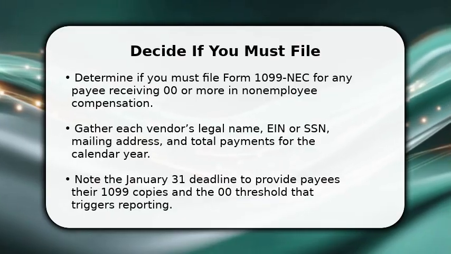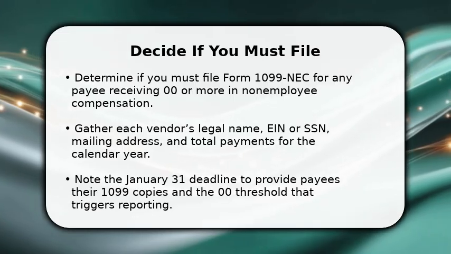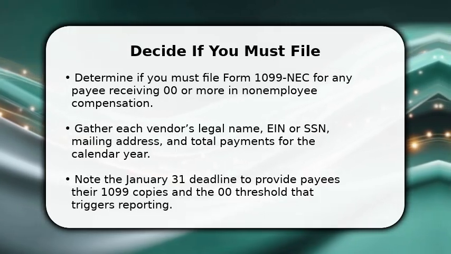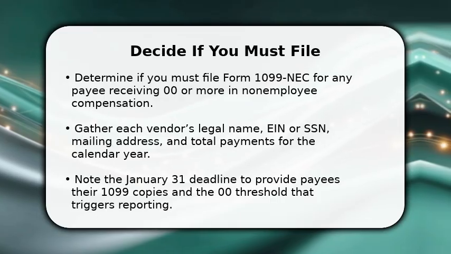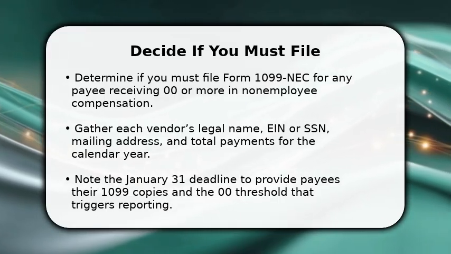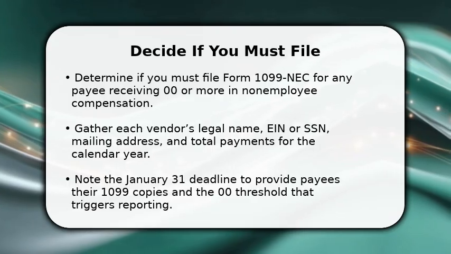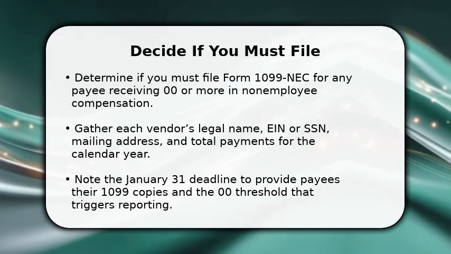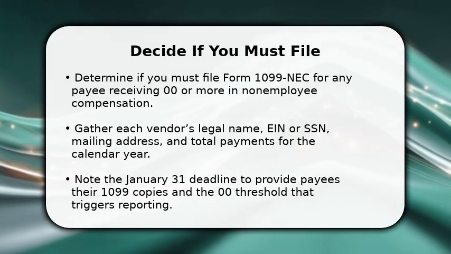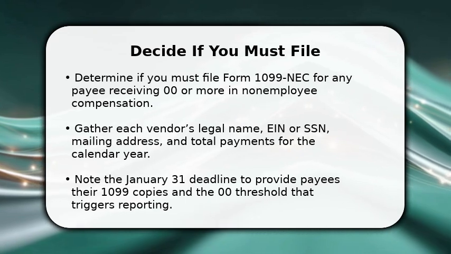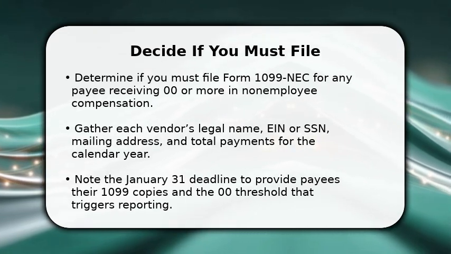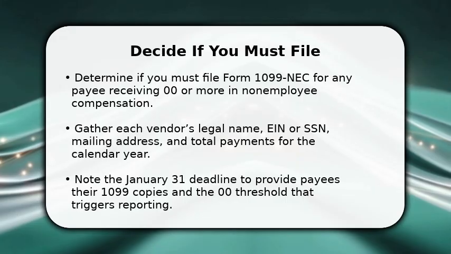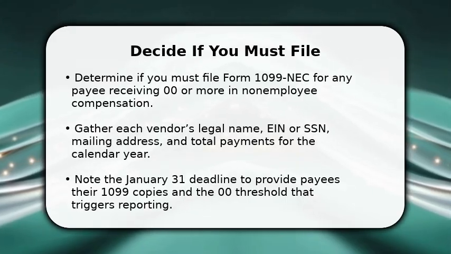Start by determining whether you must file Form 1099 NEC. Any payee paid $600 or more in non-employee compensation during the year generally requires a 1099. Gather each vendor's legal name, EIN or SSN, mailing address, and total payments for the calendar year so you can enter accurate data. Confirm whether payments were for services versus goods, and exclude payments made to corporations unless exemptions do not apply. Note the January 31 deadline to provide payees their 1099 copies and the $600 threshold that triggers reporting.